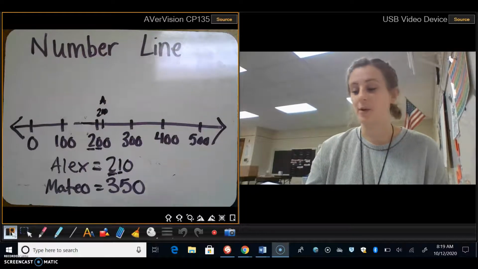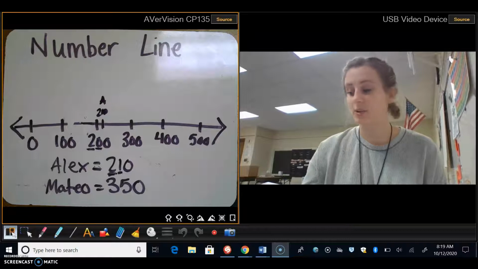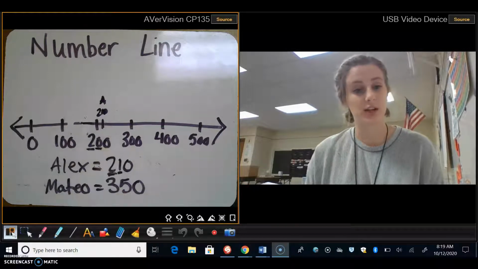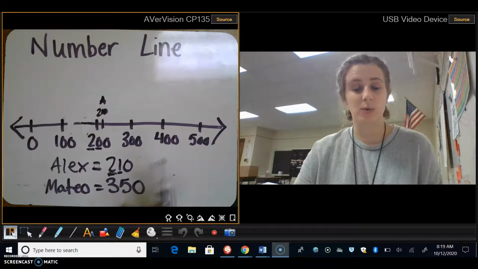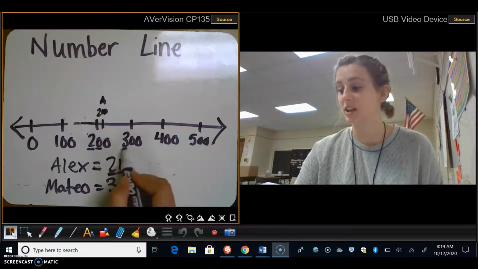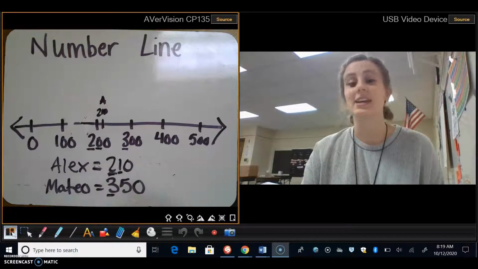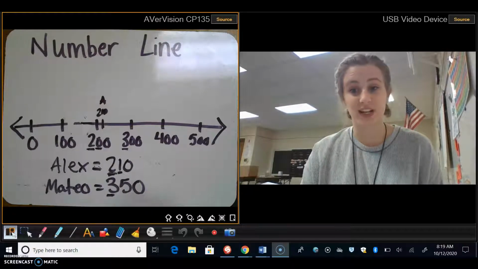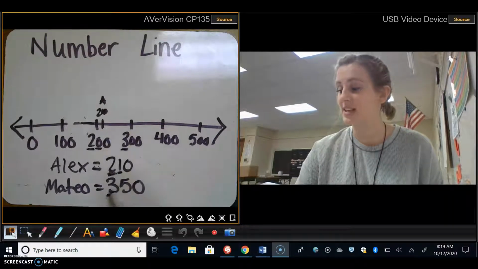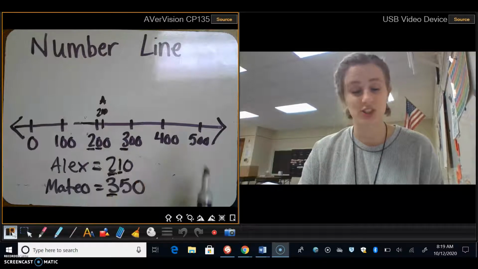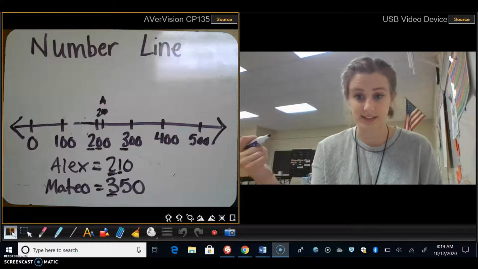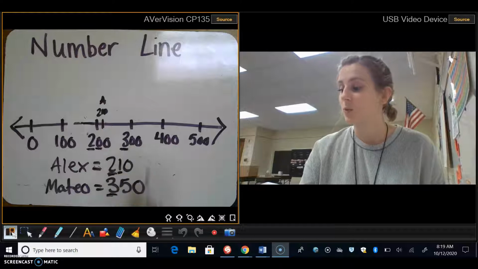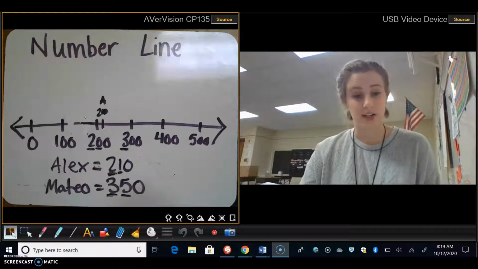Then I need to figure out where 350 goes. Will 350 go after 200? Yeah. Will it go after 300? What do you think? Take a look at our hundreds place. Yes, it will go after 300, right? If they have the same number in our hundreds place, it'll go to the right of that number. We know that there's a 5 in our tens place.